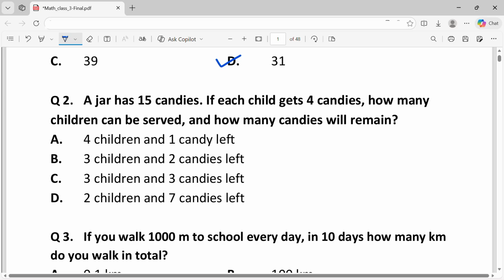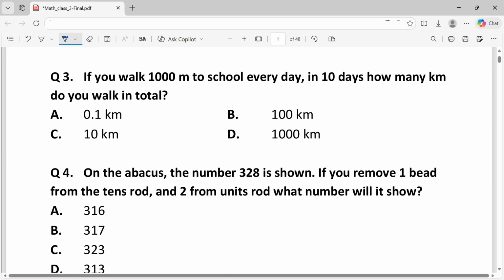31. A jar has 15 candies. If each child gets 4 candies, how many children can be served? How many candies will remain? So dividing the total number of candies, that is 15, by 4, we have 15 divided by 4, which is equal to 3, with a remaining of 2 candies. So the answer is B, 3 children and 2 candies left.